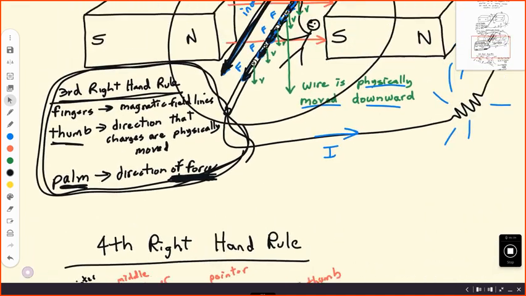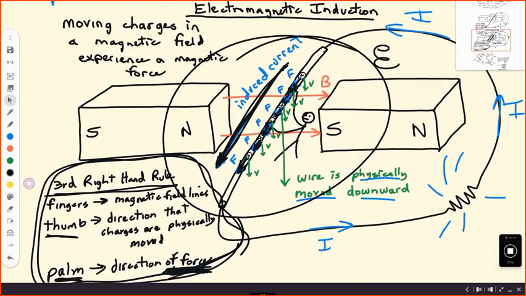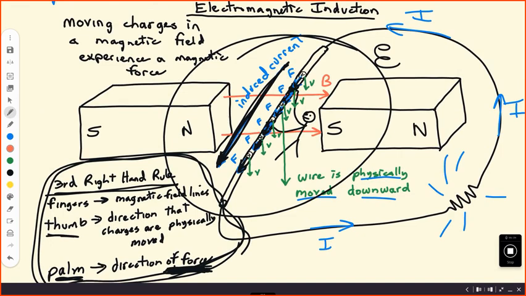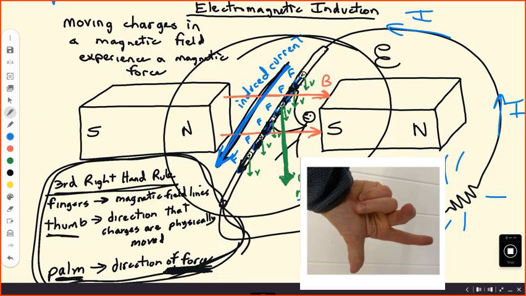So if we did that up here, your pointer finger should be going in this direction. Keeping your pointer finger going in that direction, turn your hand so that your thumb points downward. Your thumb is going to point downward this way. Then your middle finger should point in the direction of the new induced current, which would be out of the page.